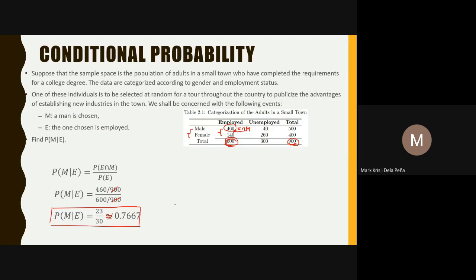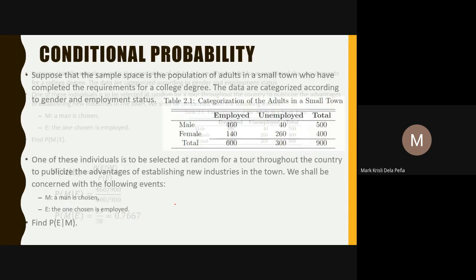Okay, so that's the answer. How about the other way around? What if we are asked to find the probability that the one chosen is employed given that he is a man, that the person chosen is a man? In our previous example, we were asked to determine a man, given that he is employed.